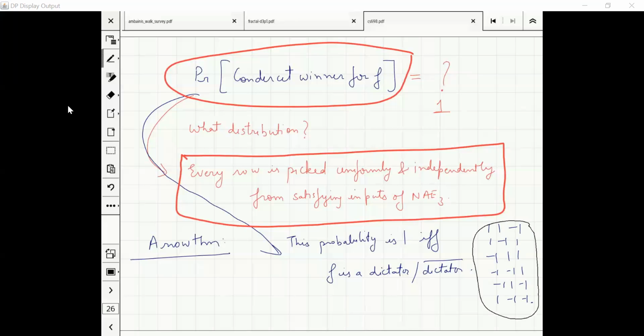Sounds good? That input is clear now? So the rows can be the same also. That is not a problem. Two voters can have the same preference. Yes, makes sense. And then we want to calculate this probability of Condorcet winner.